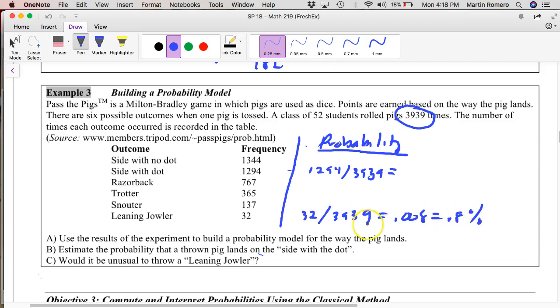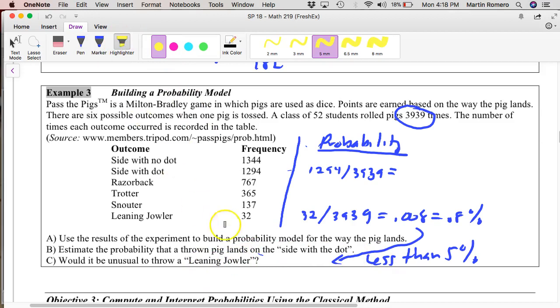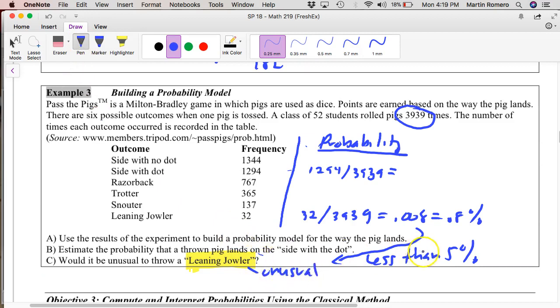0.8%. And since this value is less than 5%, this is 0.8%, less than 5%, we would consider this outcome unusual because it's less than 5%. If you're going to make the model, you would have to get all the rest of these decimals as your example, but that's a probability model.